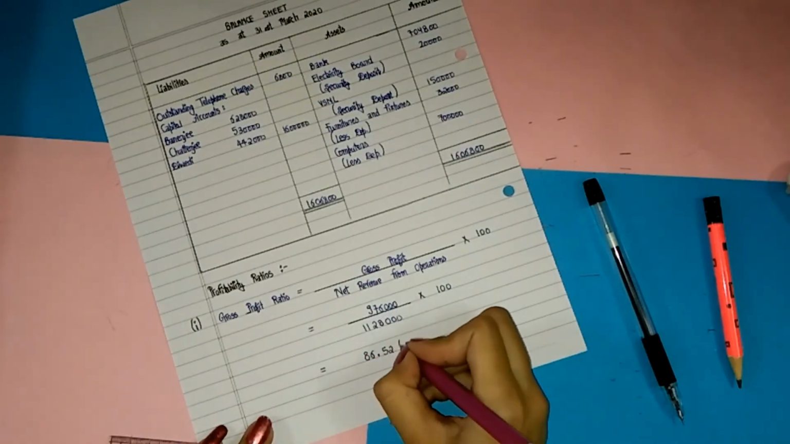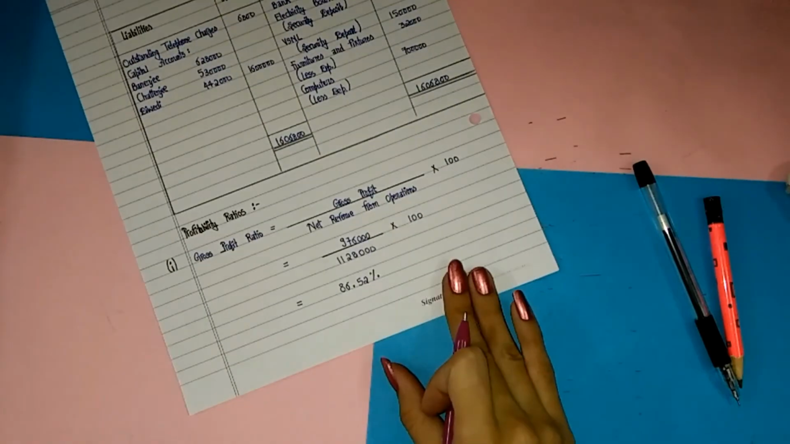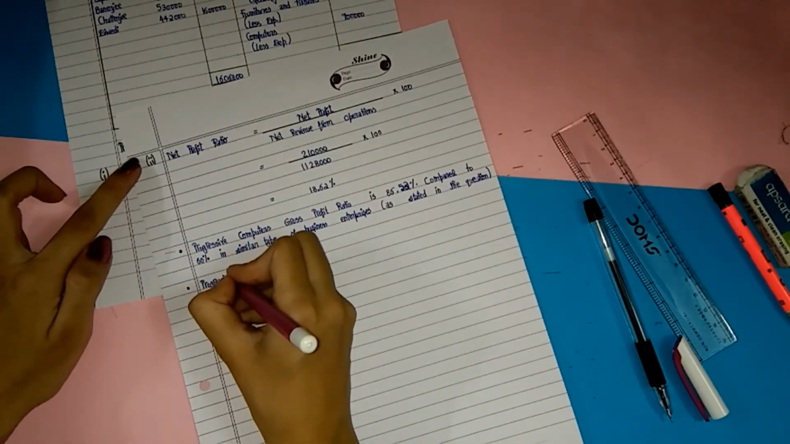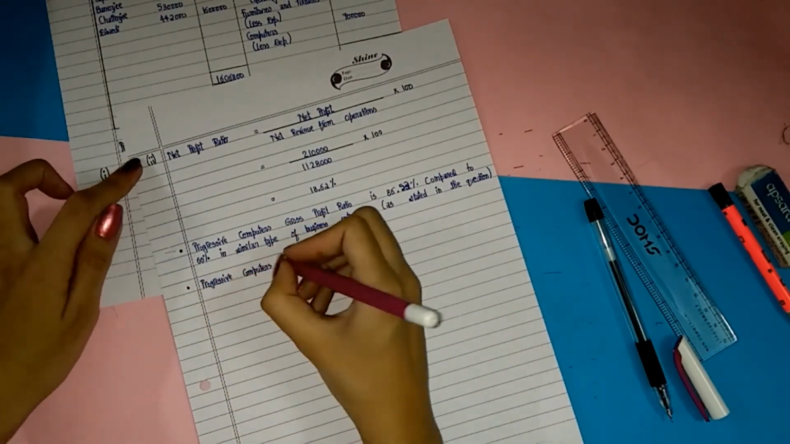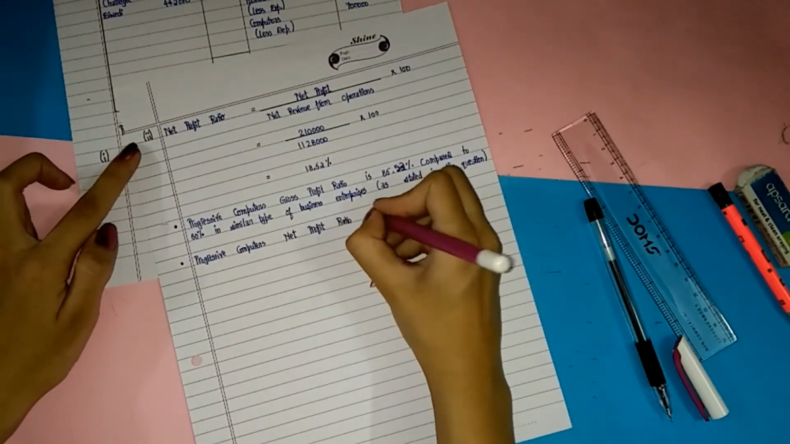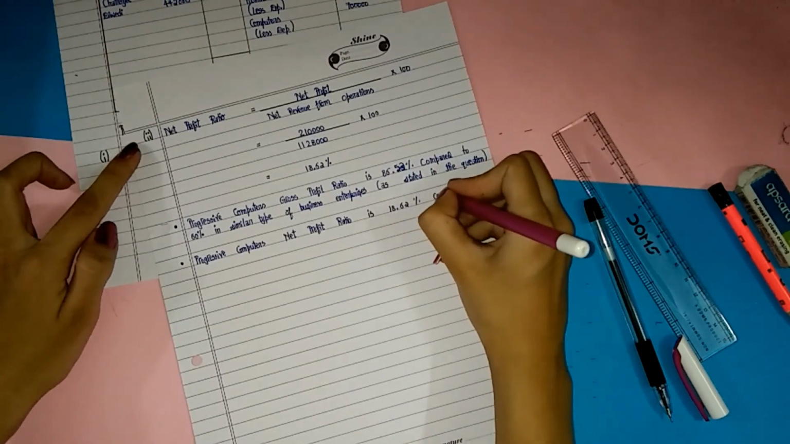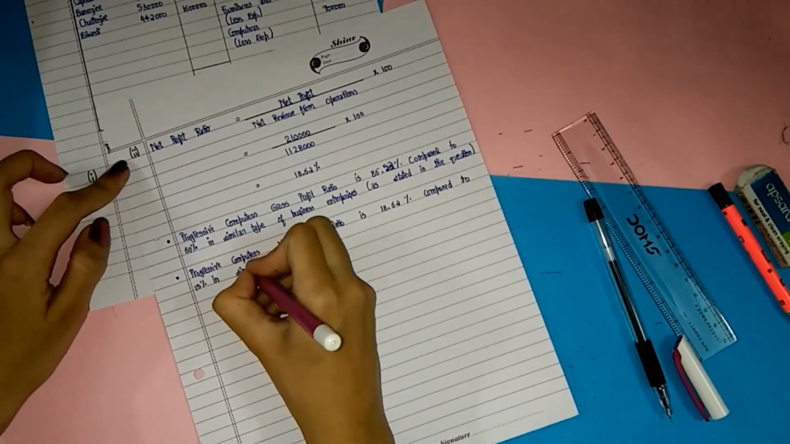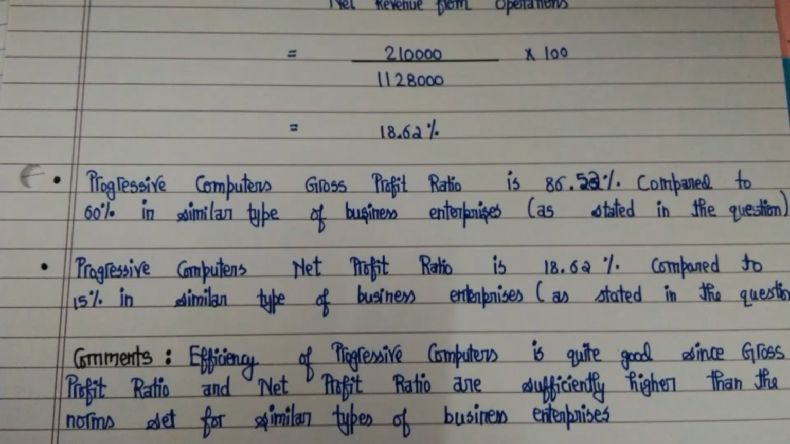So the first ratio is done. Now we are on the next page. We have to find out the net profit ratio. I think I should give you a close-up of what I am actually writing for all the progressive comparison of gross profits and all. So this is all the progressive comparison of net profit.